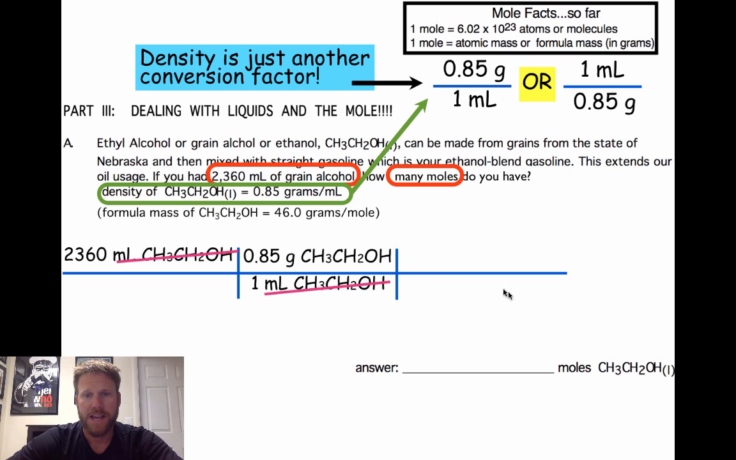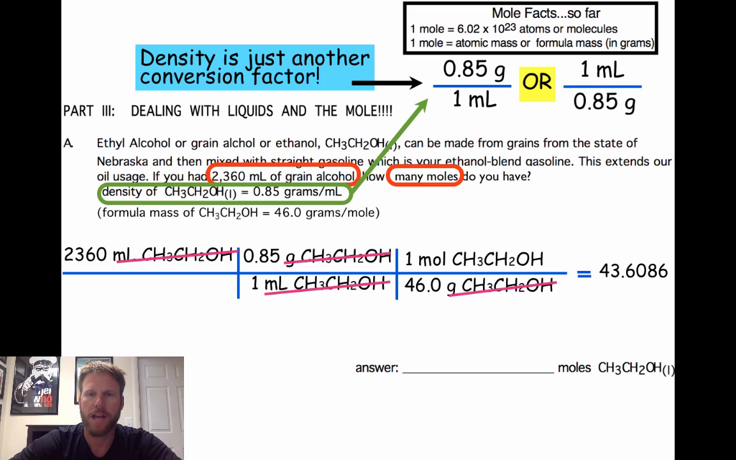We want the grams to cancel. So 46.0 grams will go on the bottom and 1 mole on the top. This allows our grams to cancel, and we will now be in moles. So after we do the multiplication and the division, we should get that number in our calculator, but that would be wrong. 2,360 has only 3 sig figs because this trailing zero doesn't count because there's no decimal in the number. So the correct answer is 43.6 moles of ethyl alcohol.